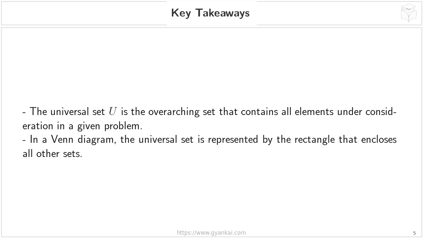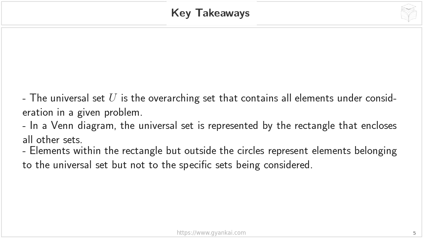Now, remember how we've been visually representing these sets. In a Venn diagram, the universal set isn't just a concept. It's the rectangle that neatly encloses all of our circles. Those circles represent the individual sets we're interested in, but the rectangle, that's U, holding everything together.